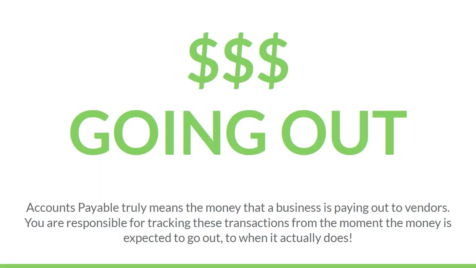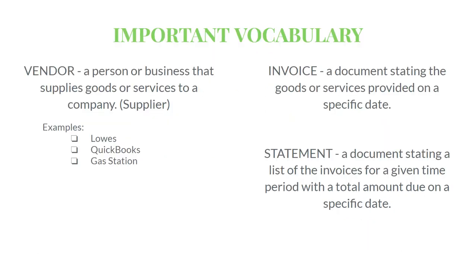Accounts payable, the basics. Accounts payable truly means the money that a business is paying out to vendors. So you need to think of this term as the money that's leaving the business and going out to vendors. You, as their bookkeeper, are responsible for tracking these transactions from the moment the money is expected to go out to when it actually does and when it leaves the bank account.